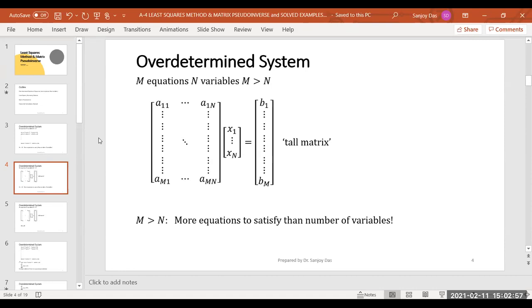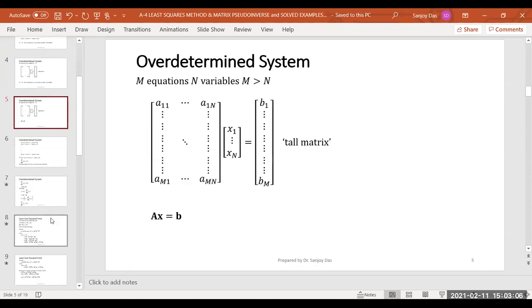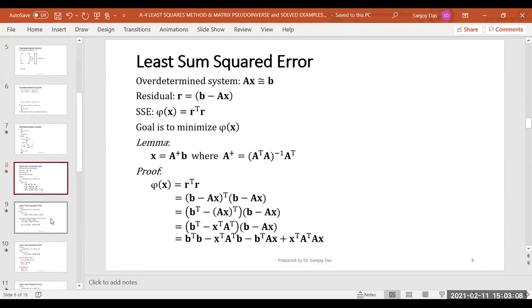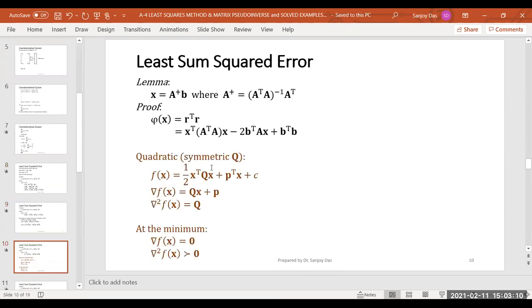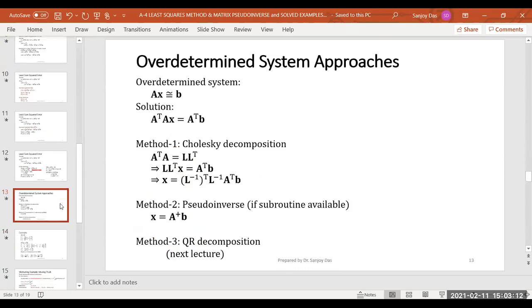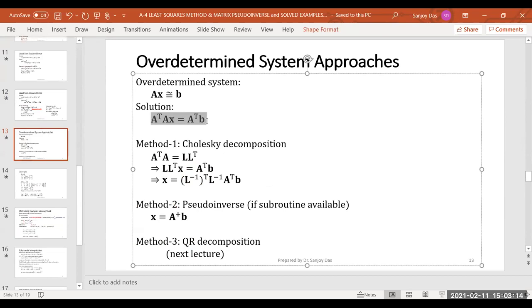It's a full column rank matrix. In fact, what we are doing is converting this into a non-singular square matrix, A transpose A. So what we're trying to solve is A transpose A x equals A transpose B. Now it becomes a square matrix, and we saw that it's non-singular because it's positive definite.